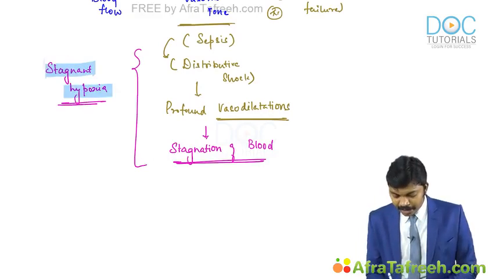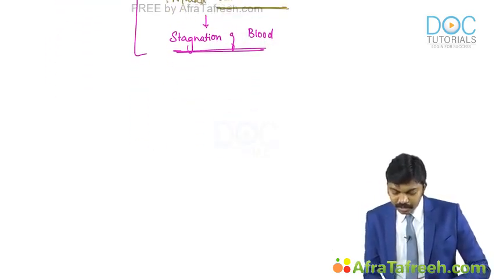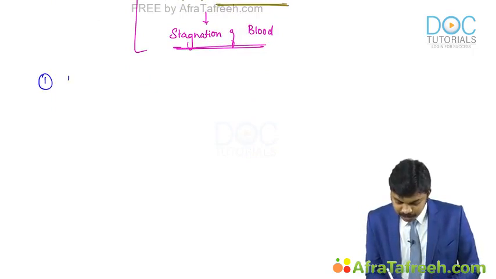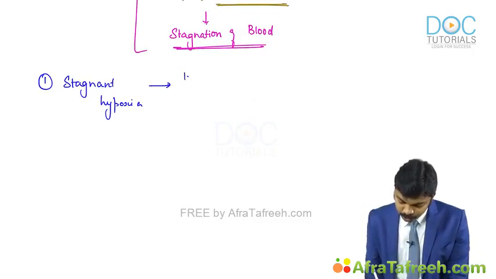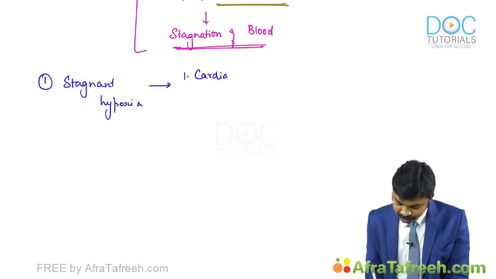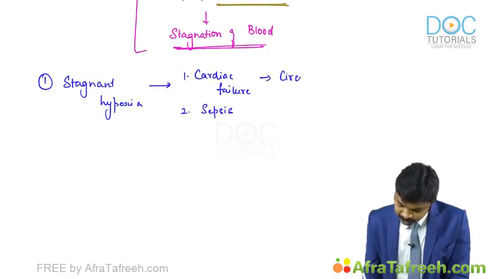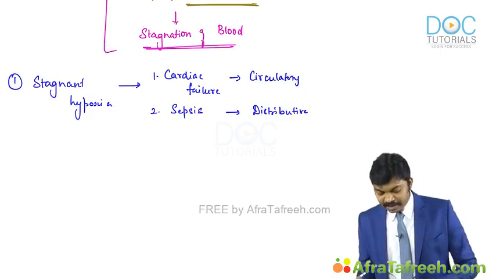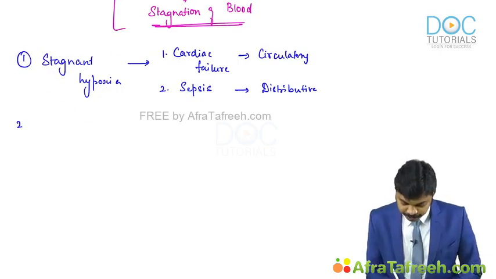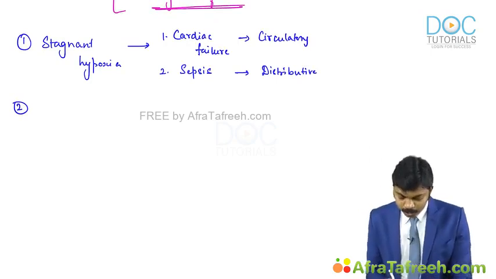Let us summarize all the mechanisms. We will summarize from the last point we discussed. Let us start with stagnant hypoxia. Stagnant hypoxia is due to number 1, cardiac failure, number 2, sepsis. Now, cardiac failure is a circulatory collapse, sepsis is a distributive collapse. There is going to be a peripheral vasodilatation in sepsis, doctors, stagnant hypoxia.